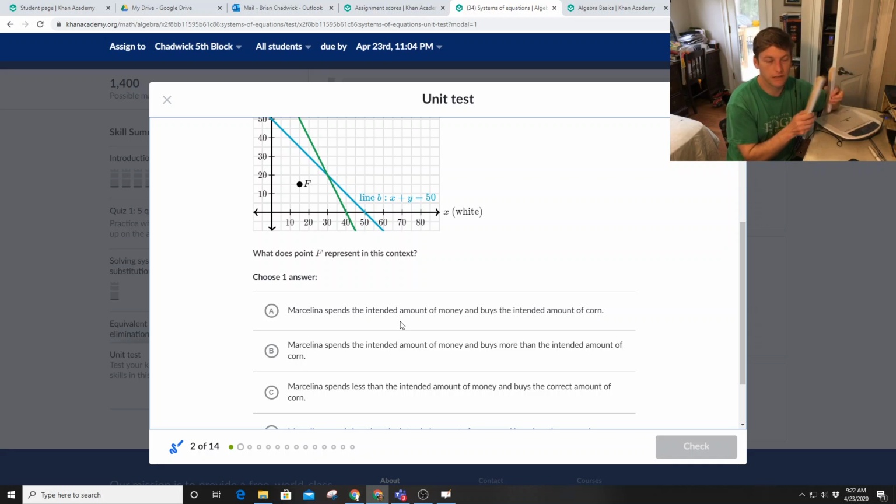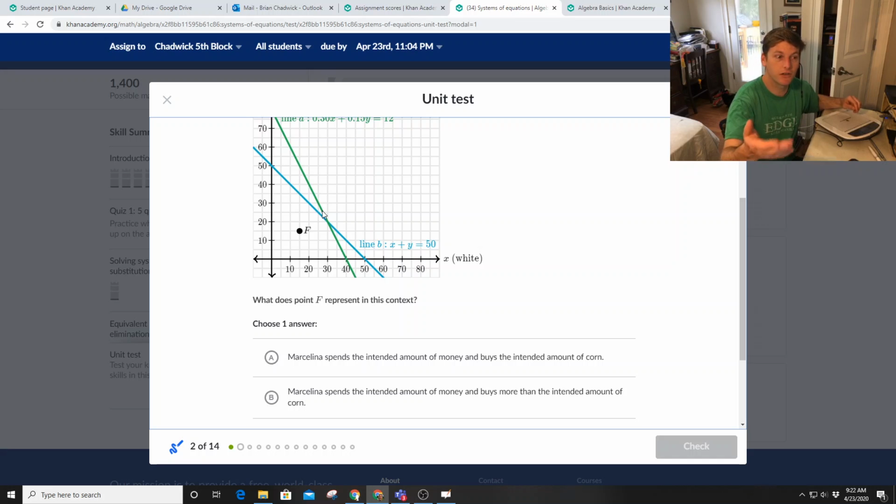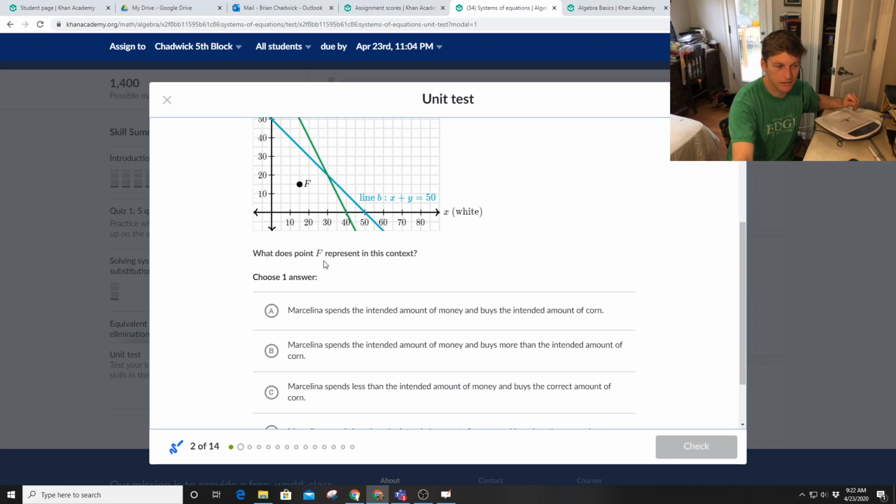Let's just get that out. Marcelina spends the intended amount of money and buys the intended amount of corn. Doesn't look like it. Doesn't look like she's being very efficient, and this is what you would look at with economics. Is she being efficient? No. Marcelina spends the intended amount of money and buys more than intended amount of corn. Not seeing that either. Kind of looks like she's spending less and getting less, right?